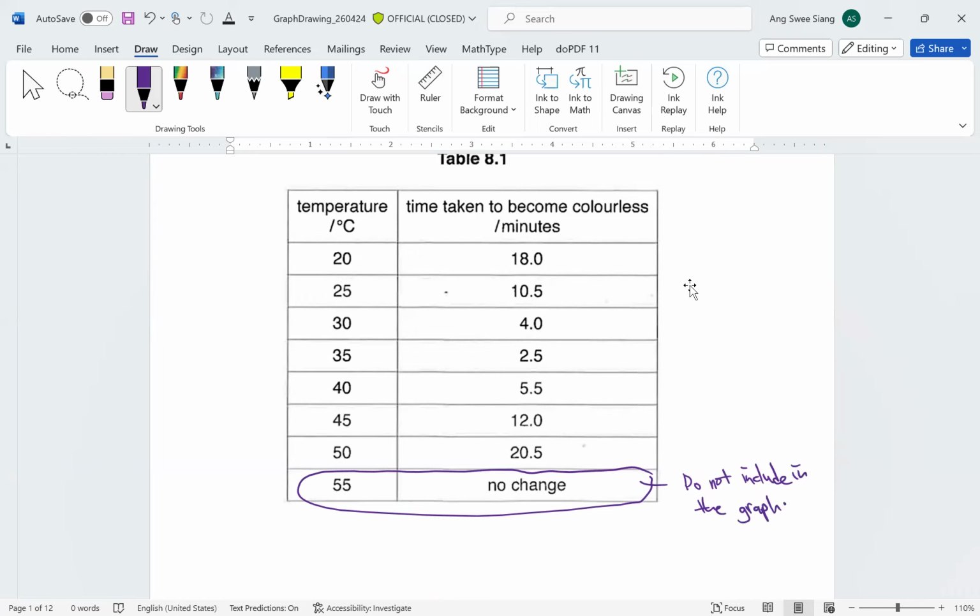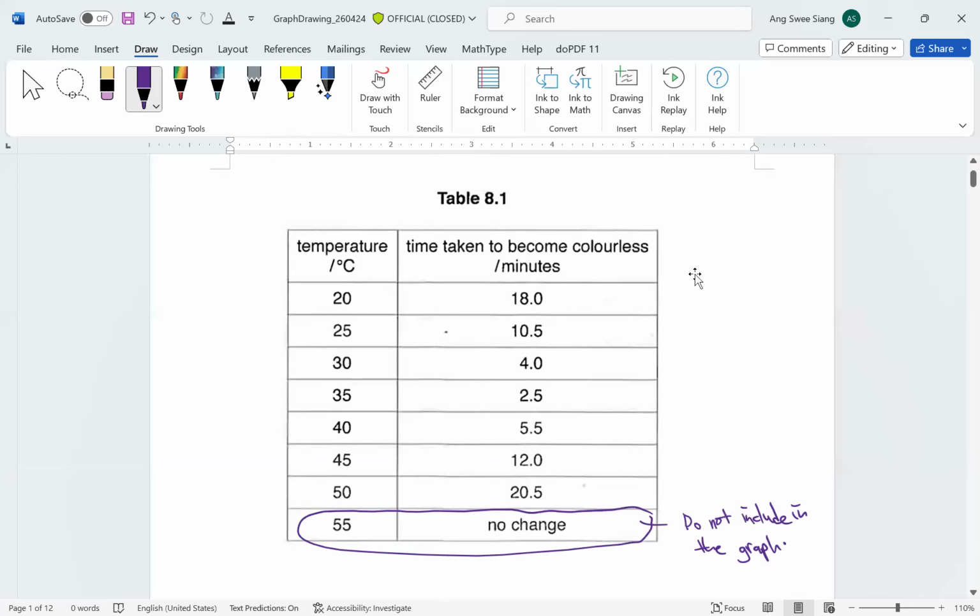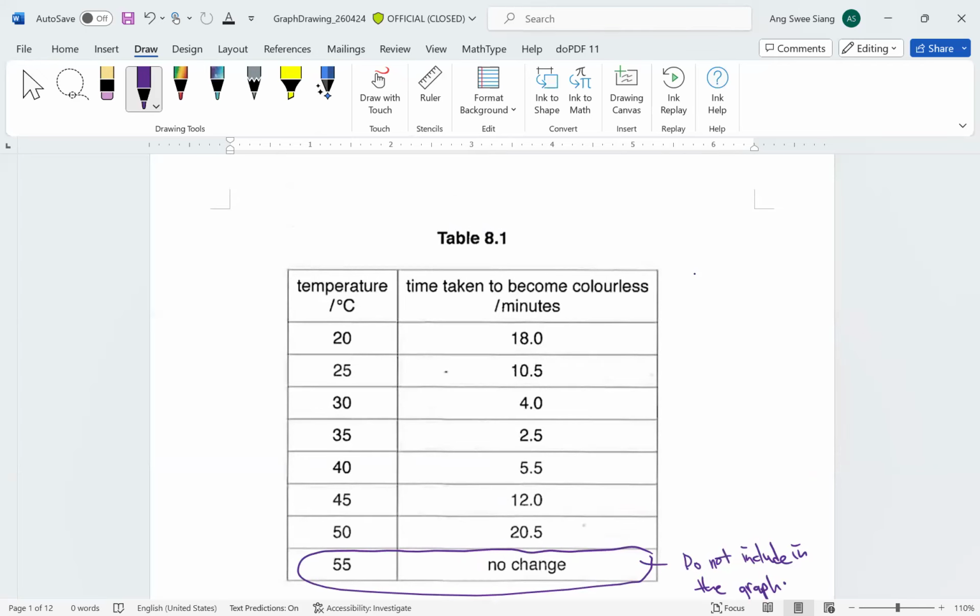Now, first thing first, before we plot any graph, you first need to ask yourself: what is the y-axis and what is the x-axis? Okay, so if you look at this table, how do we know which one is the x-axis and which one is the y-axis? You need to remember this.